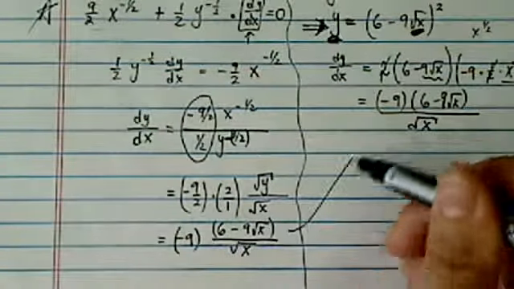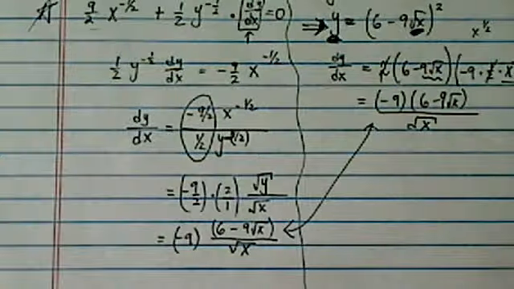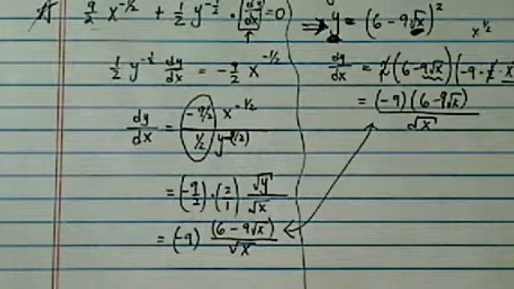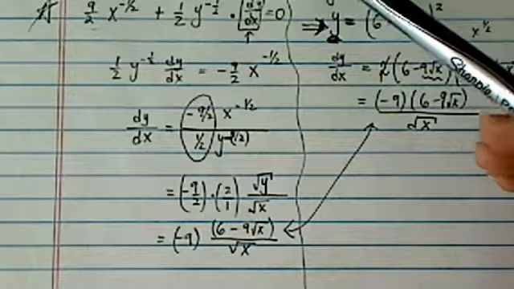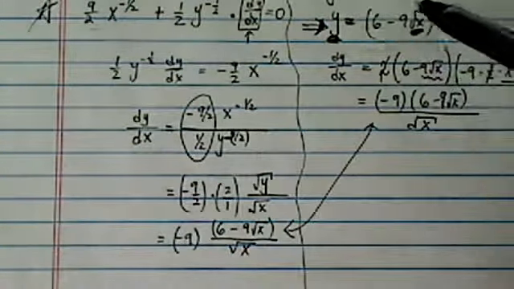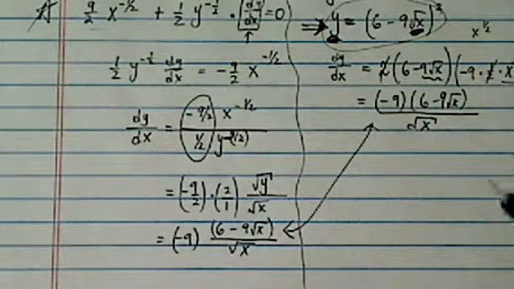Now compare those two. You see they're exactly the same. So it looks like all roads lead to Rome. It doesn't matter which method you use for this particular problem. If you can actually express y in terms of x, then you have two methods.